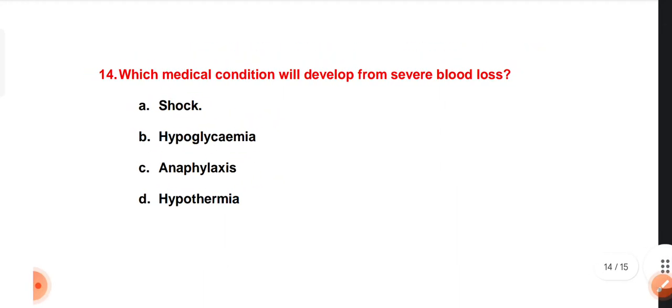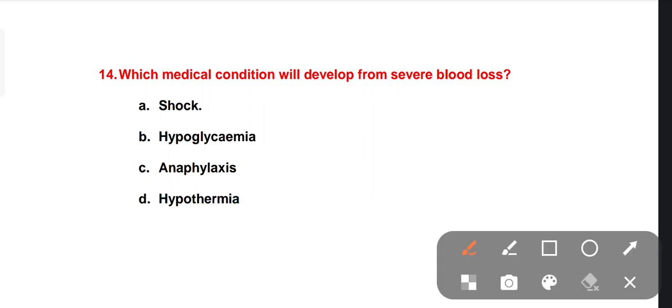So when the person has a loss of blood, he will become dehydrated. Due to that reason, the patient goes into hypovolemic shock. Hypovolemic shock is nothing but reduction of body fluids in the body.